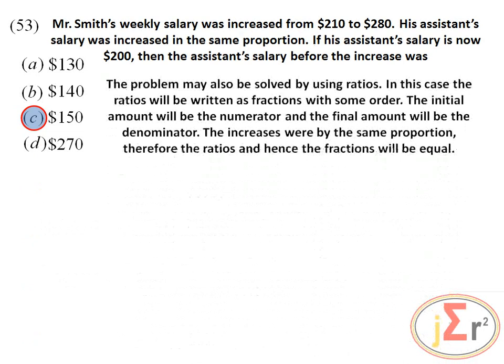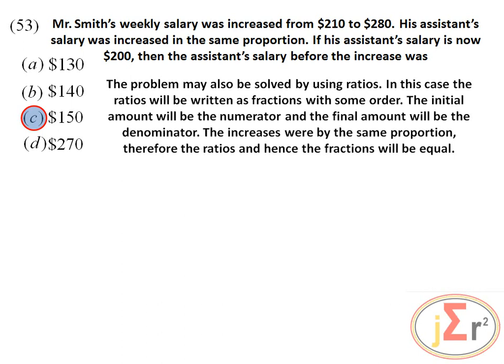Let's take another look at it. The problem may also be solved by using ratios. In this case, the ratios will be written as fractions with some order. We make sure that we use some order. If we do not use order, then we'll have the entire thing in disarray and never come to the correct answer. And no doubt, we will have distractors there that contain our wrong answer, as we have shown before, and we will be sure that we are right when we are quite wrong.